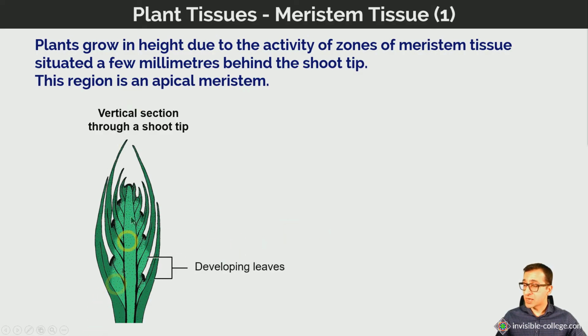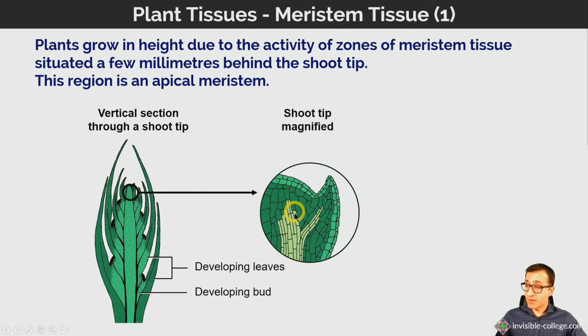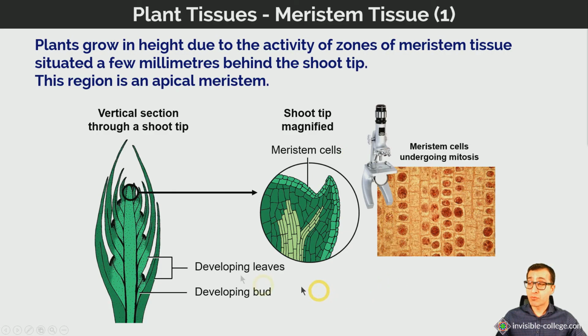So if we take a vertical section through a shoot tip, here we can see the developing leaves, and in the bottom we can see the developing bud. And at this region here, the tip of the shoot, this is where, if we look under a microscope, we will find the meristem cells. These are a layer of rapidly dividing and differentiating cells, which are responsible for the rapid growth and differentiation of the tip of the shoot into these various structures, the developing leaves and the developing buds.